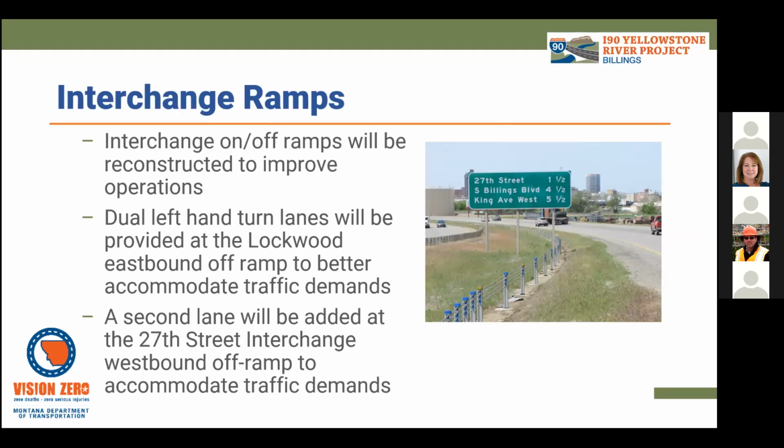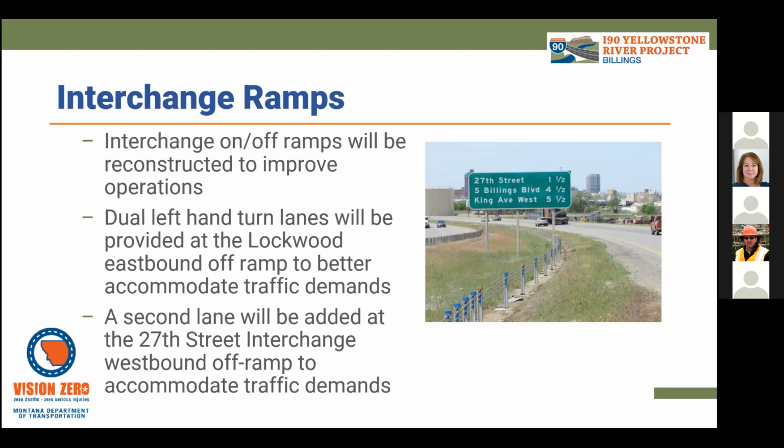We're also performing work at the interchanges. The on and off ramps on the east side of the 27th Street interchange and the ramps on the west side of the Lockwood interchange will be reconstructed. A second exit lane and dual left-hand turn lanes will be constructed at the Lockwood interchange eastbound off-ramp. The additional lanes better accommodate traffic demands and the high volume of semi-trucks at this location.